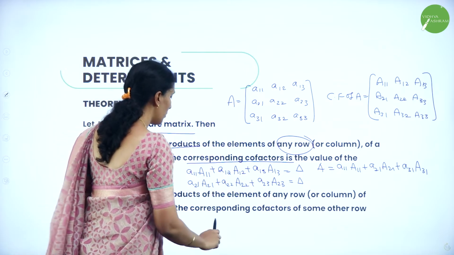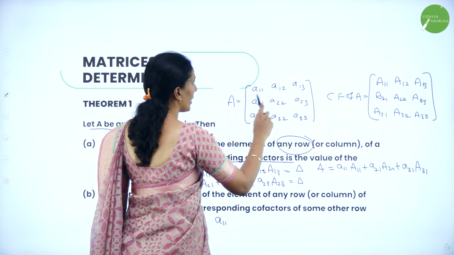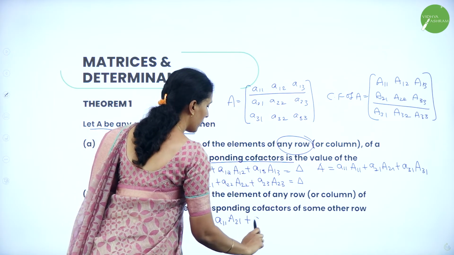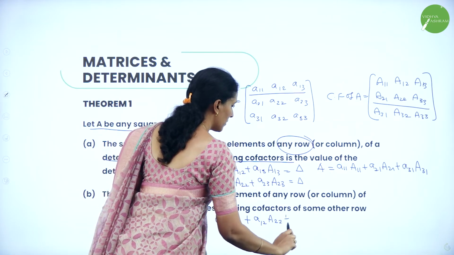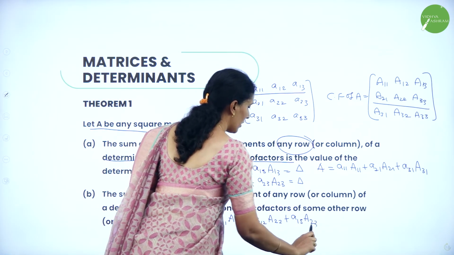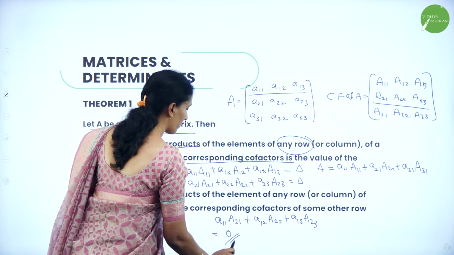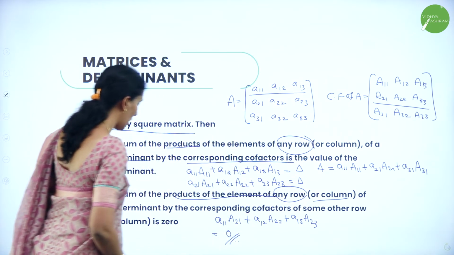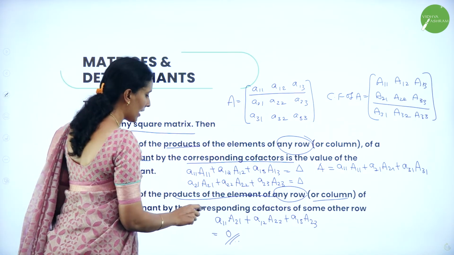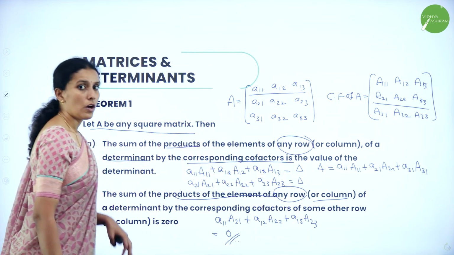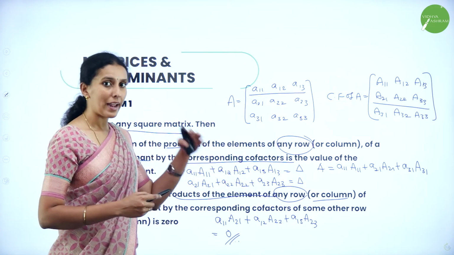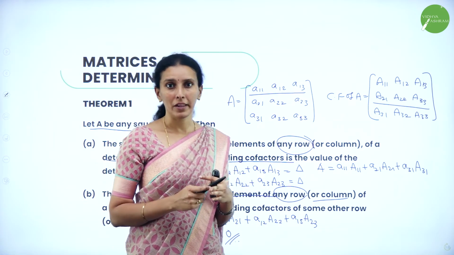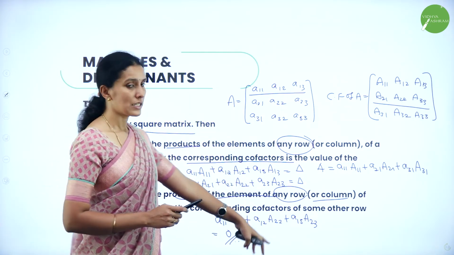So that is, if you take A11, if you take this row with this element, A11 with A21, A12 with A22, A13 with A23, then the sum will become 0. So that is the product of the elements of any row or any column of the determinant by the corresponding cofactors of some other row or some other column. If you multiply any row with any other row in the cofactor matrix or any column with any other column in the cofactor matrix, the value will become 0.